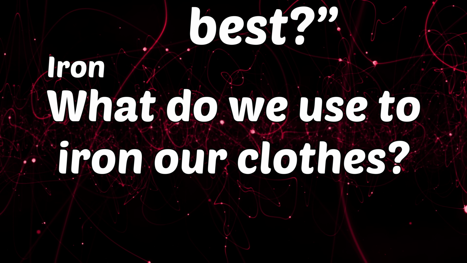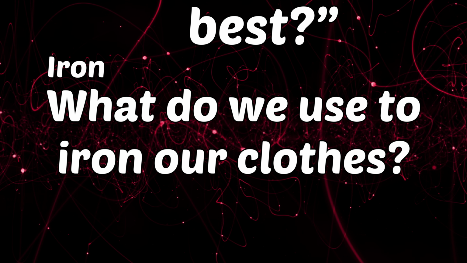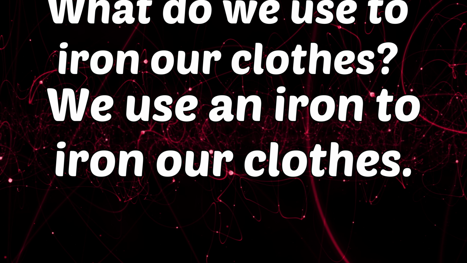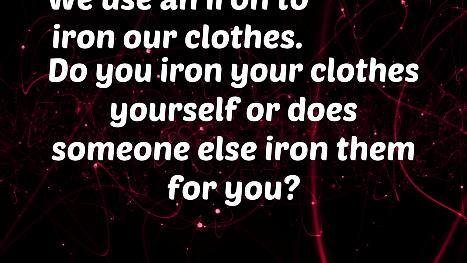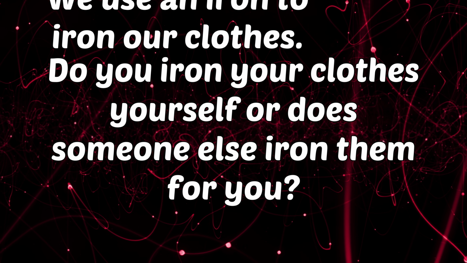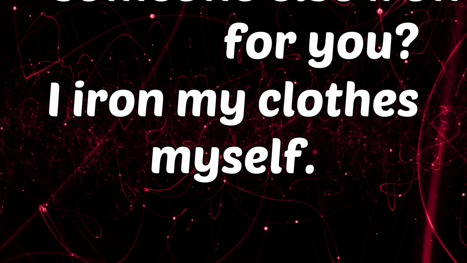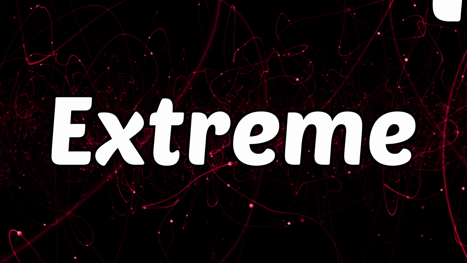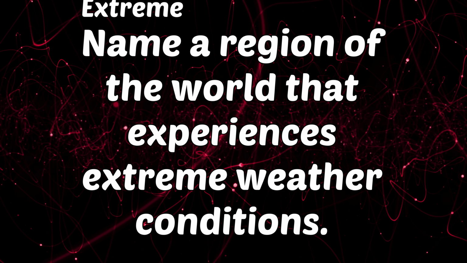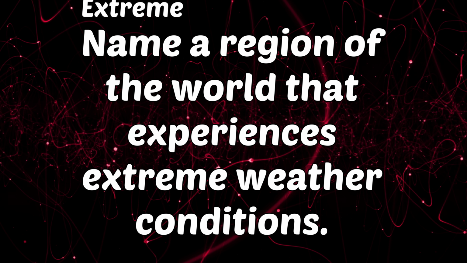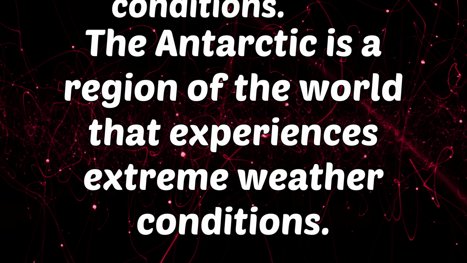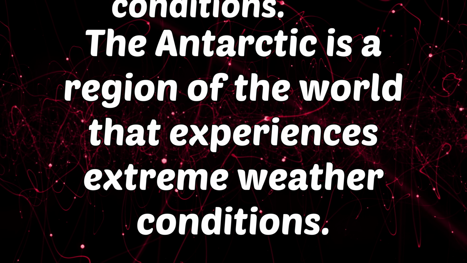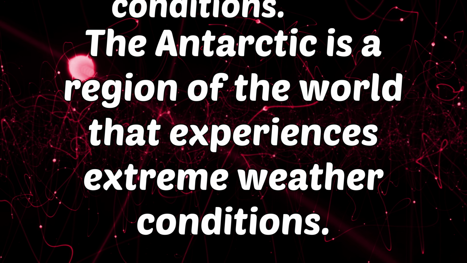Iron. What do we use to iron our clothes? We use an iron to iron our clothes. Do you iron your clothes yourself, or does someone else iron them for you? I iron my clothes myself. Extreme. Name a region of the world that experiences extreme weather conditions. The Antarctic is a region of the world that experiences extreme weather conditions.